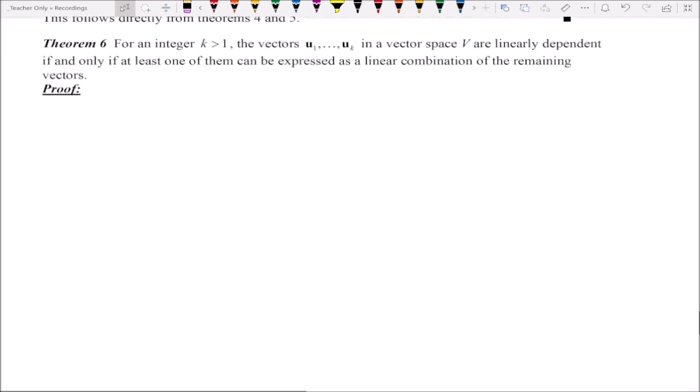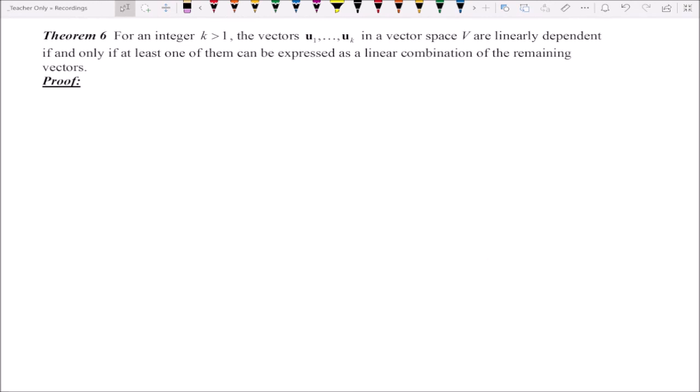So instead, let's now look at proving theorem 6. For an integer k greater than 1, the vectors u1 through uk in a vector space V are linearly dependent if and only if at least one of them can be expressed as a linear combination of the remaining vectors.